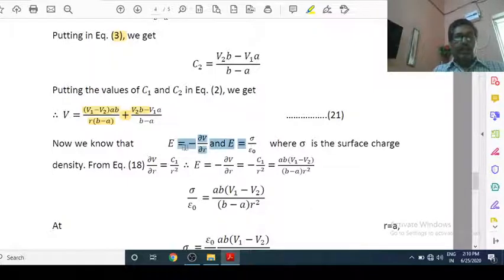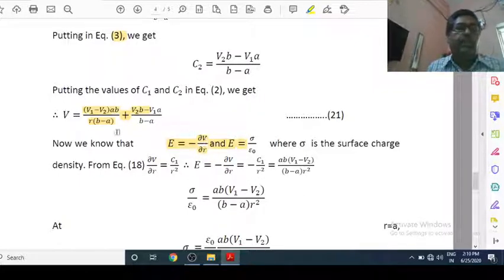Now you have to remember this for recall. Actually, you have read, I think you are familiar with this formula in class 12 in electrostatics. You have read E is equal to minus dV by dr. The negative potential gradient is called the electric field, and surface charge density by epsilon zero is equal. So E is equal to minus dV by dr, and you know V. So you have to differentiate V with respect to r to get del V by del r.